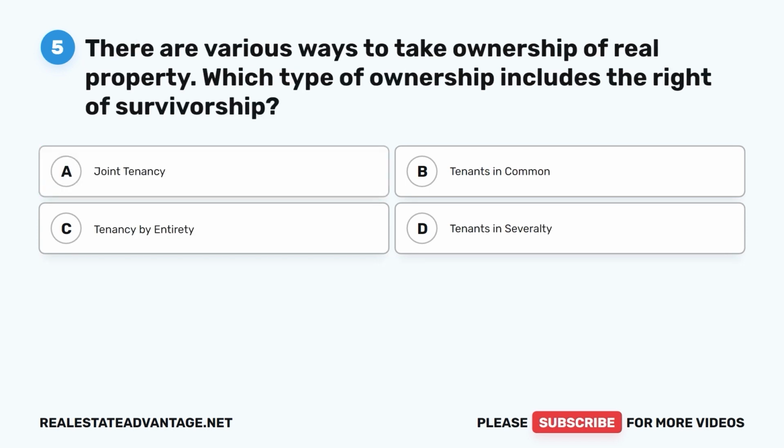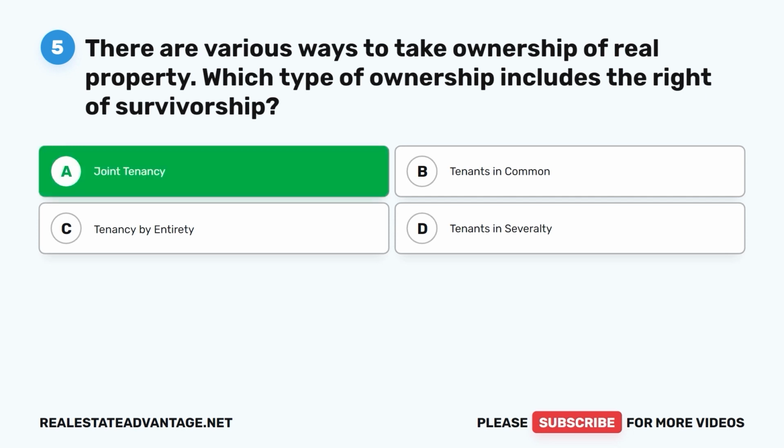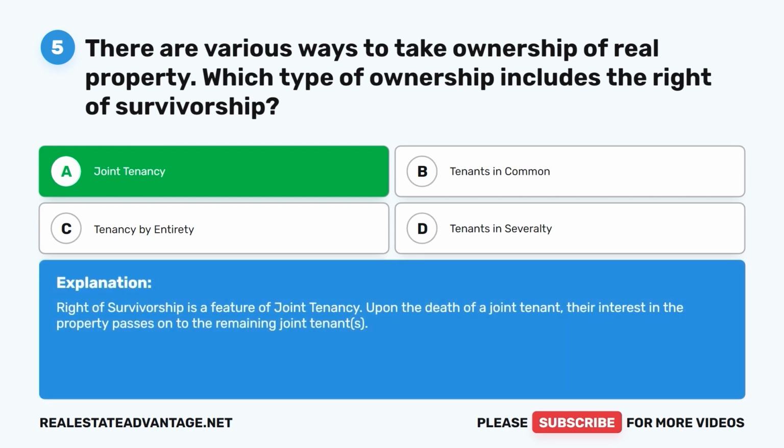Question 5. There are various ways to take ownership of real property. Which type of ownership includes the right of survivorship? A. Joint tenancy, B. Tenants in common, C. Tenancy by entirety, D. Tenants in severalty. The correct answer is A. Joint tenancy. Right of survivorship is a feature of joint tenancy. Upon the death of a joint tenant, their interest in the property passes on to the remaining joint tenants.